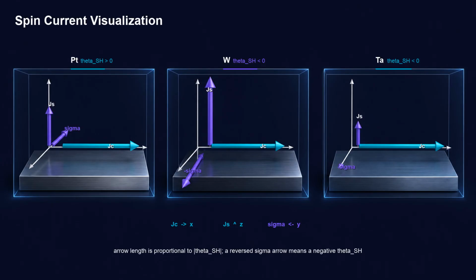This visualization shows spin current generation for different heavy metals. With charge current along X, spin current flows along Z with spin polarization along Y. The arrow size scales with spin-Hall angle magnitude. Tungsten produces the largest spin current. Note that tungsten and tantalum have negative spin-Hall angles, meaning their spin polarization is opposite to platinum.